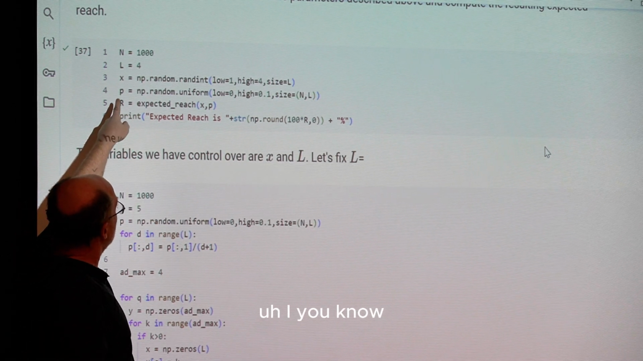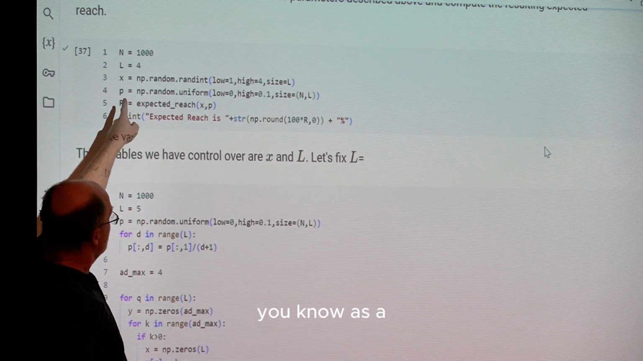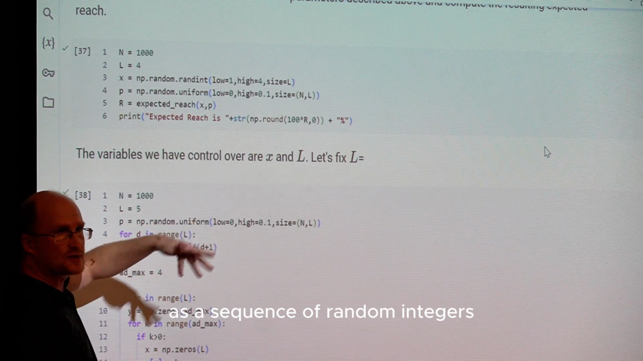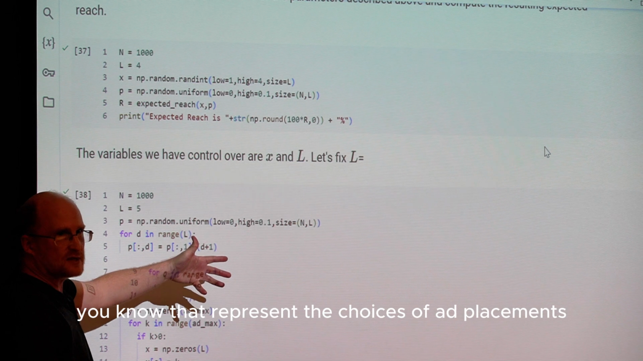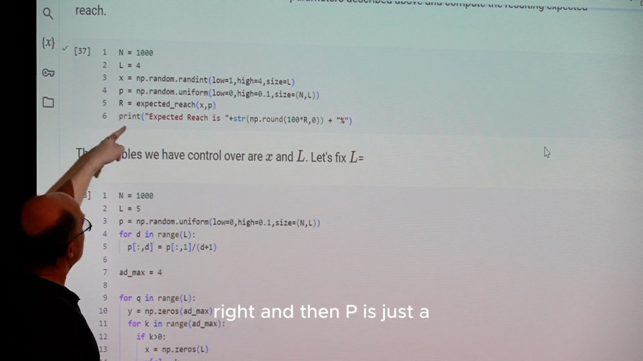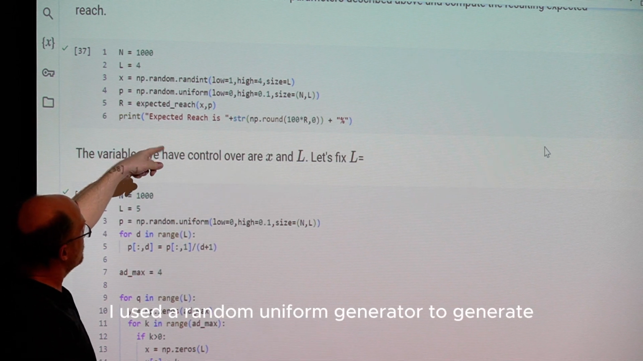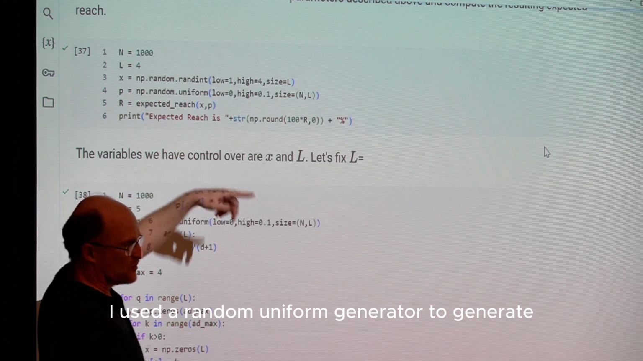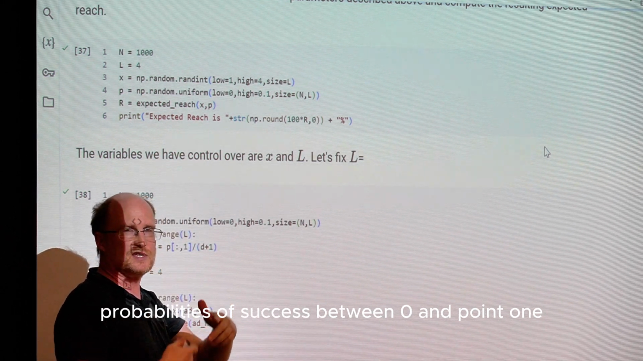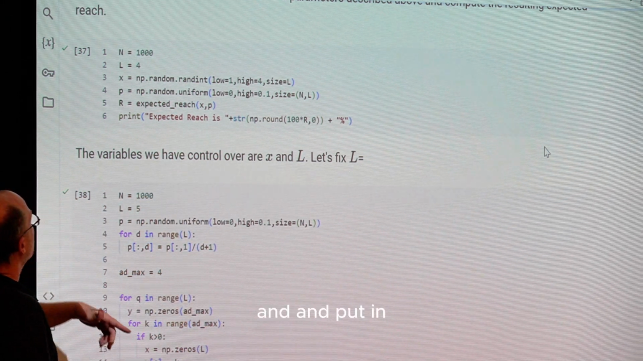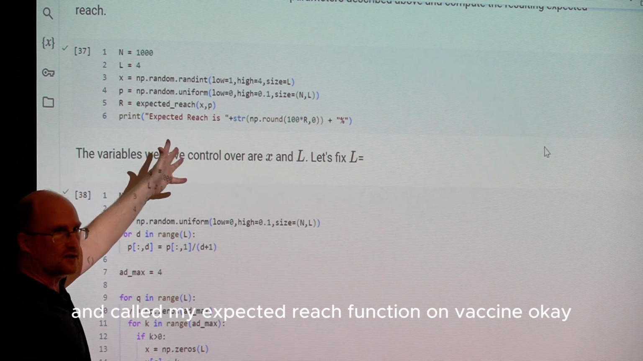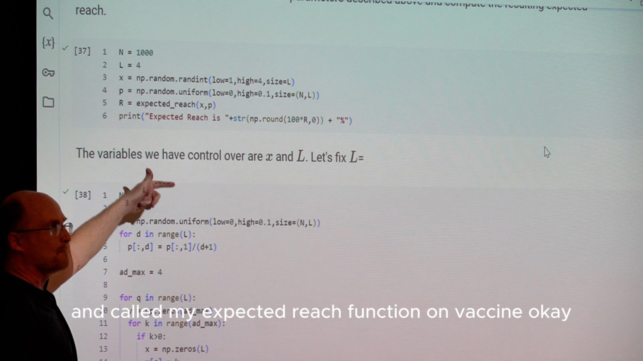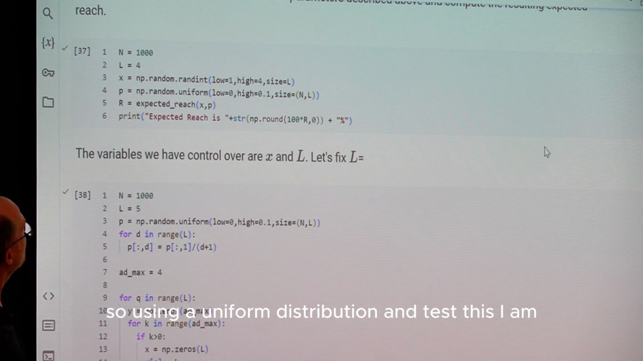I generated X as a sequence of random integers that represent the choices of ad placements, right? And then for P, I used a random uniform generator to generate probabilities of success between 0 and 0.1, and called my expected reach function on X and P. Okay? So you're using a uniform distribution to test this. I am.